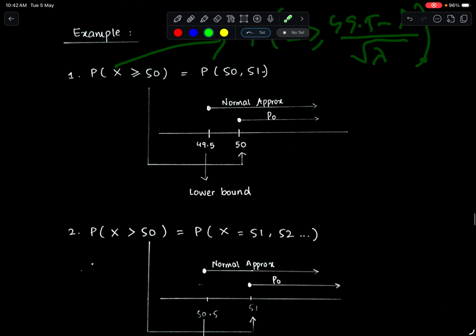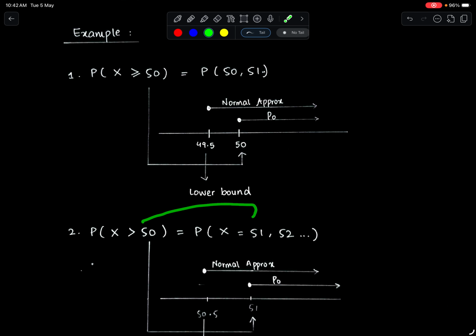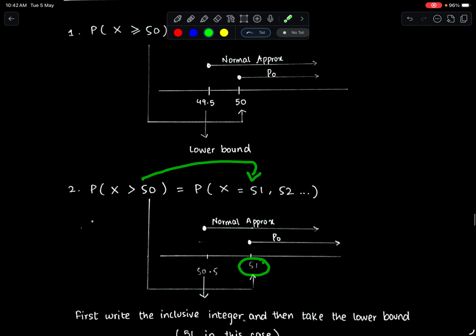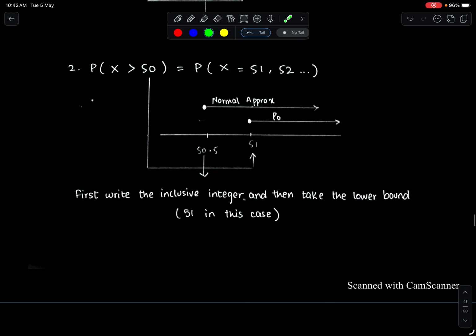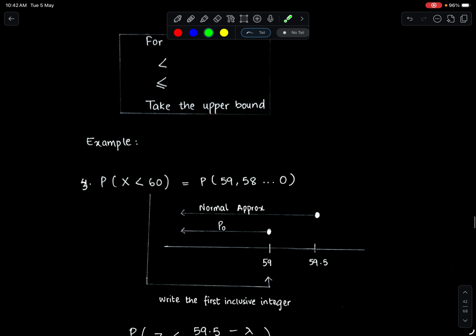So we will solve this with 49.5 minus lambda divided by under root lambda. Now see, the next is greater than 50, so the first inclusive integer is 51. Mention this on the number line. Since we are going on the right side, take the lower bound, 50.5. First write the inclusive integer and then take the lower bound. Here take the upper bound.